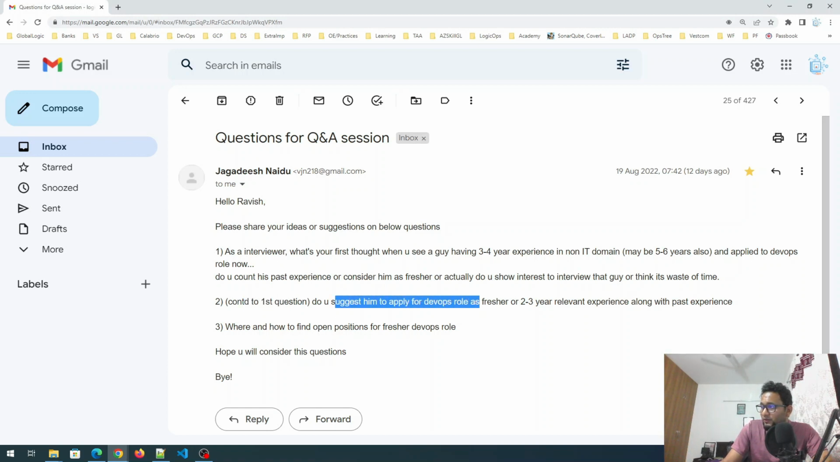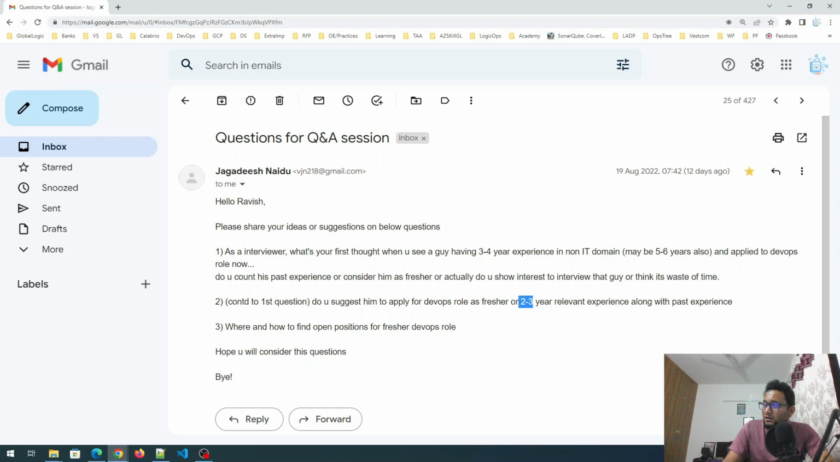Do you suggest him to apply for a DevOps role as a fresher, or with 2-3 years of relevant experience? See, again, I'll say that applying for a DevOps role as a fresher is a very tedious task, and a lot of people won't even entertain your resume. That is what is happening. This is not what I do generally. This is what has been happening. But again, I'll say that a lot of companies are opening their arms now.